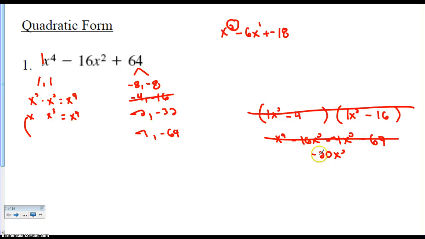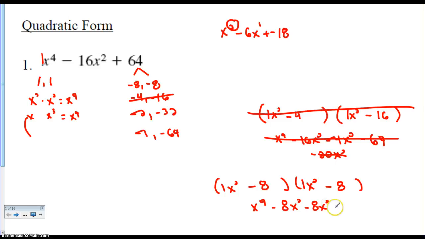Okay? So we're going to still go with 1x squared and a 1x squared. But this time I'm going to put a minus 8 down. So I get x to the fourth minus 8x squared minus 8x squared plus 64. So that checks out. So this is the factored form.